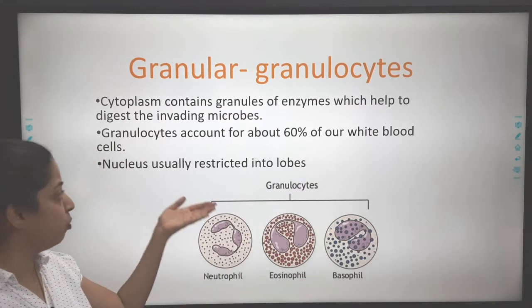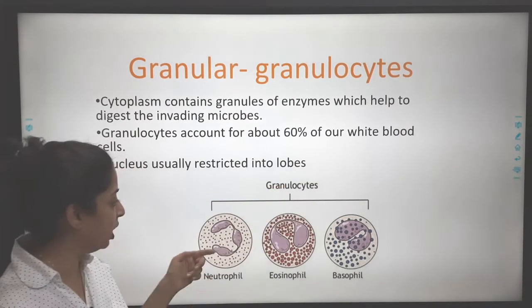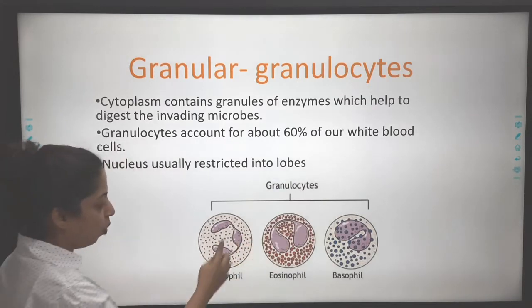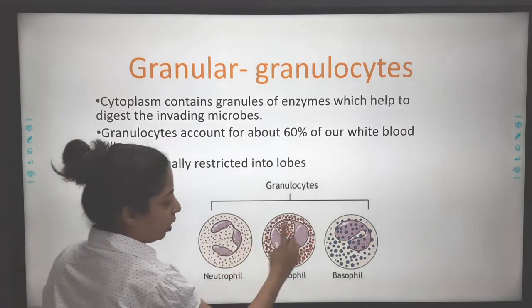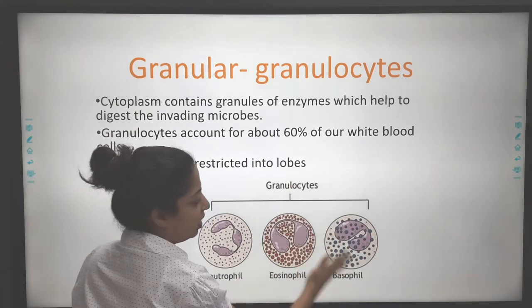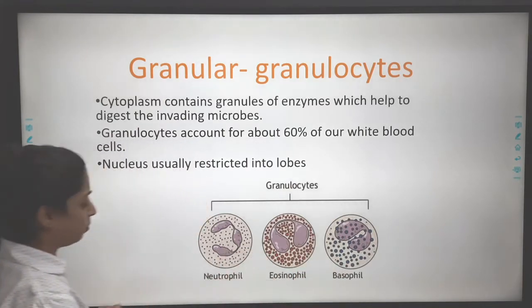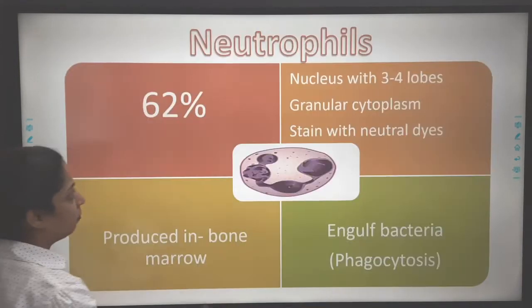Now the nucleus is usually restricted into lobes. If you see the nucleus here, there are different lobes. You can see 3 lobes here, 2 lobes here, and this one is indistinctly lobed. Now let us understand each one of them.